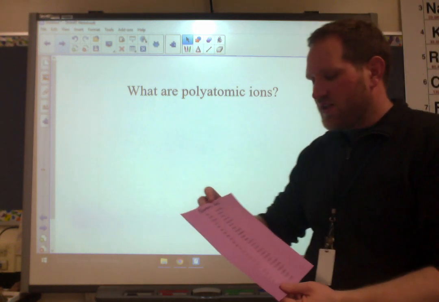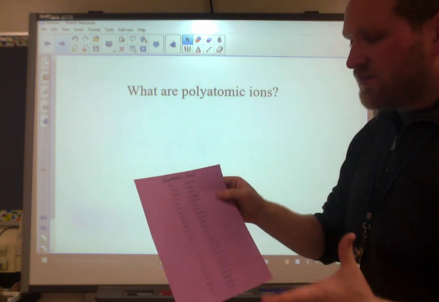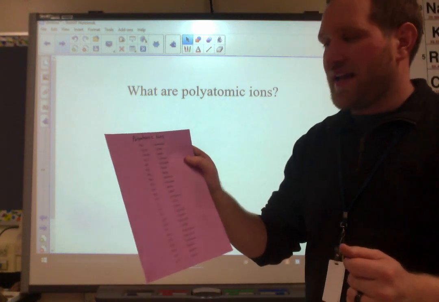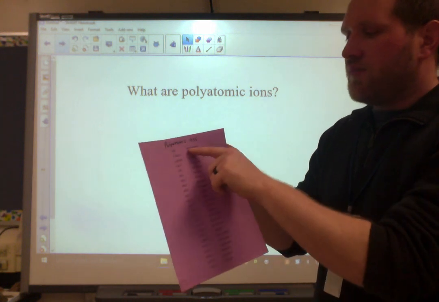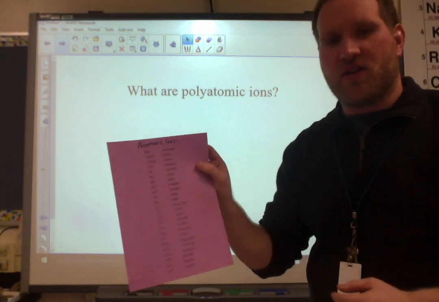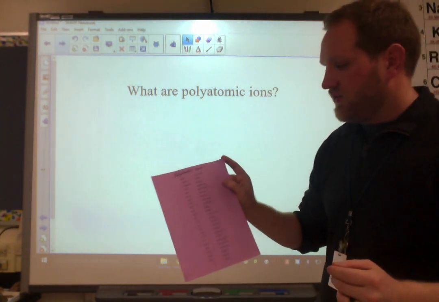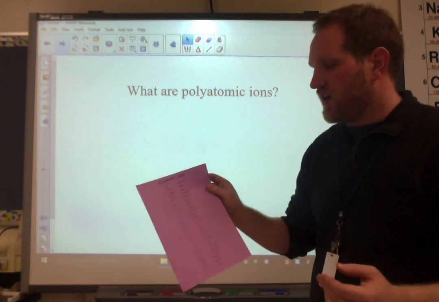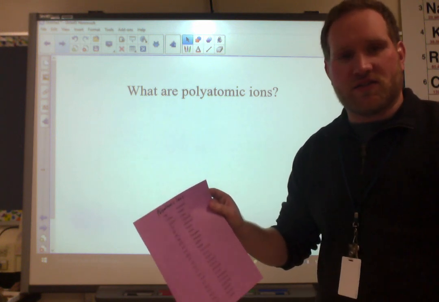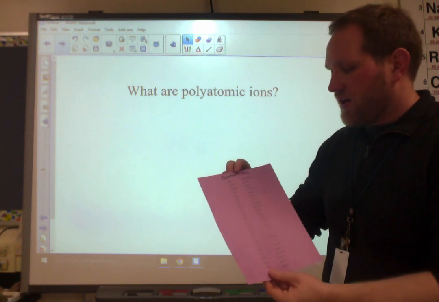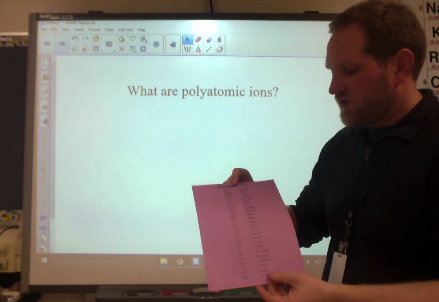You got to be careful with some of the names. The vast majority of polyatomic ions are anions, negative. There's one polyatomic cation listed here. There's another one you'll learn later in the year called hydronium, H3O+, which has to do with acids. But most polyatomic ions are anions. You could see almost all of ours are.